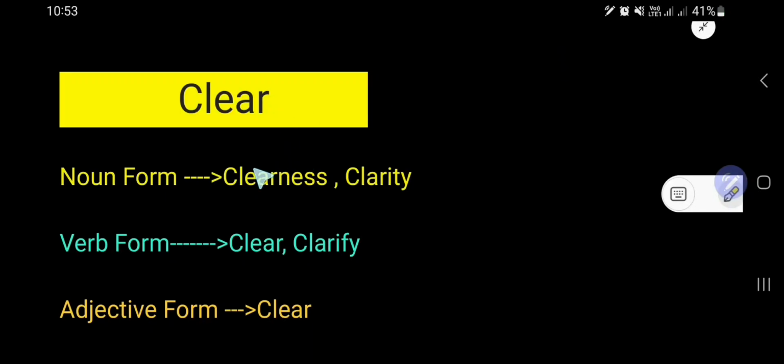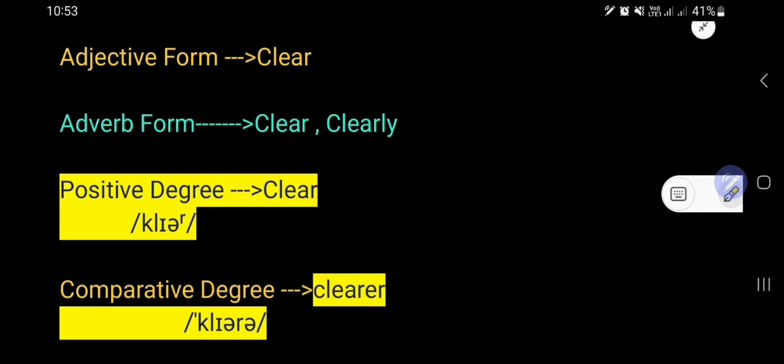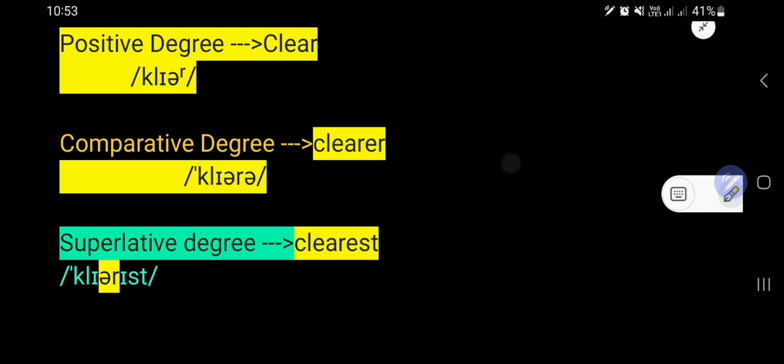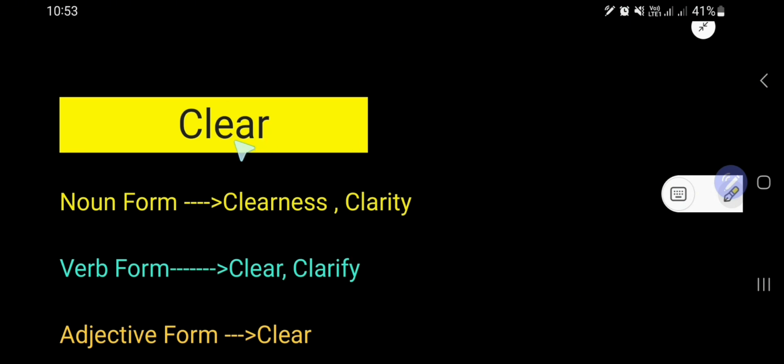From this video, you will learn the noun form of klɪəʳ, the verb form of klɪəʳ, the adjective form of klɪəʳ. You will also know the adverb form of klɪəʳ. And besides, you will also know the comparative degree and superlative degree of the adjective klɪəʳ. So let's get started. Klɪəʳ, its noun form is clearness or clarity.